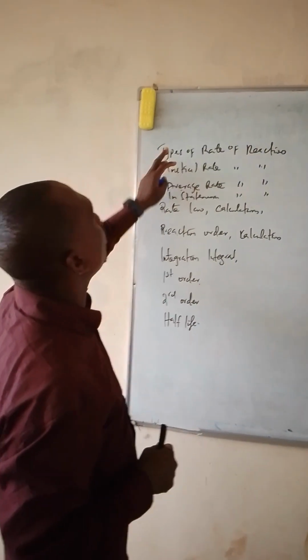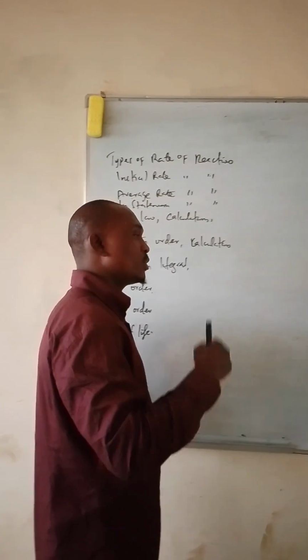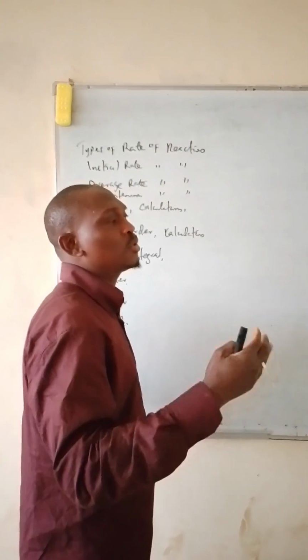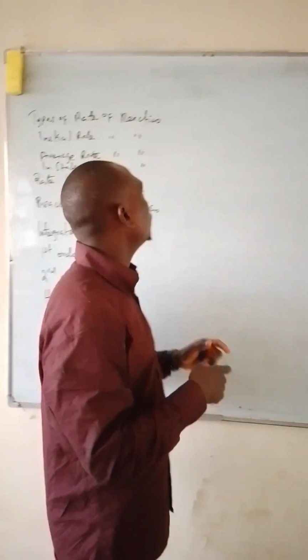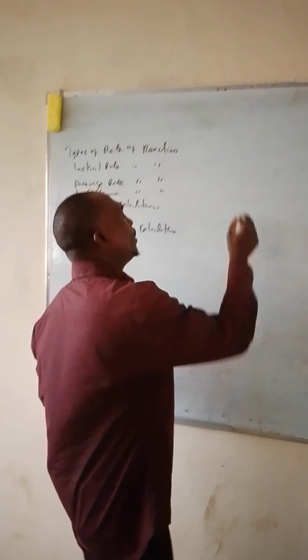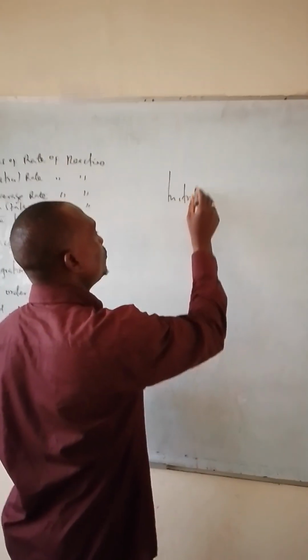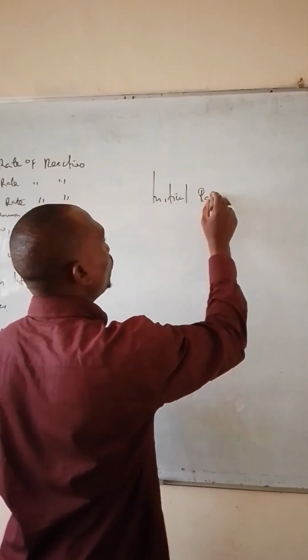Let's talk about types of rate of reactions. We have three types of rate of reactions, which include the average rate. When we talk about the average rate, we have the initial rate.